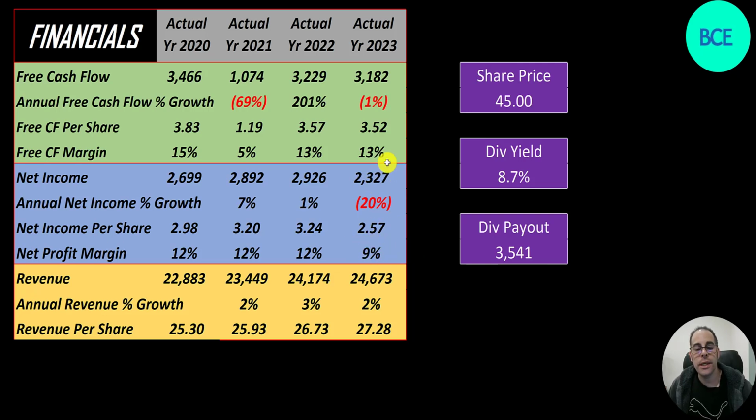Net profit margin is net income divided by revenue. It's how well you convert your revenue into net profit. Revenue is the sales for the company, and that does go up each year, but not by much, only 2 to 3%. Their revenue per share is $27.28, generating nearly 25 billion Canadian dollars in 2023.